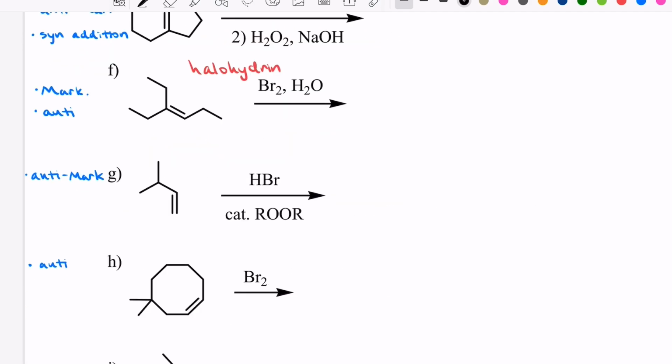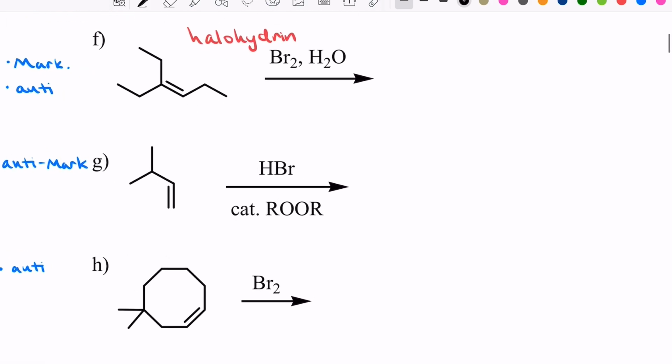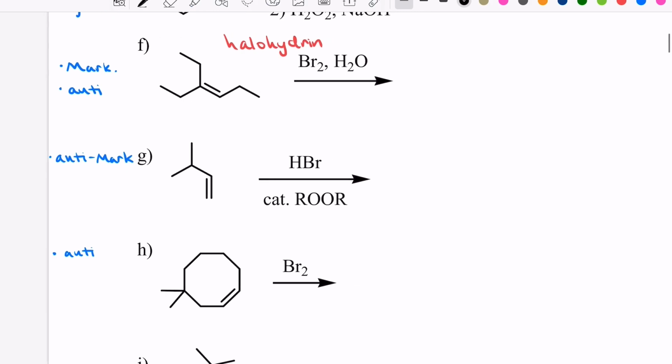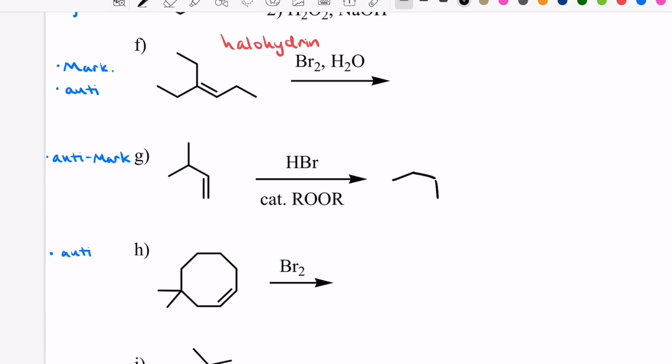Letter G, HBr with catalyst peroxide. Remember, R just means that it is any carbon chain. Alright, so one thing to know that's important about this is that your bromine in this case is going to be added to the less substituted side, also known as anti-Markovnikov. So I'm going to redraw as that.